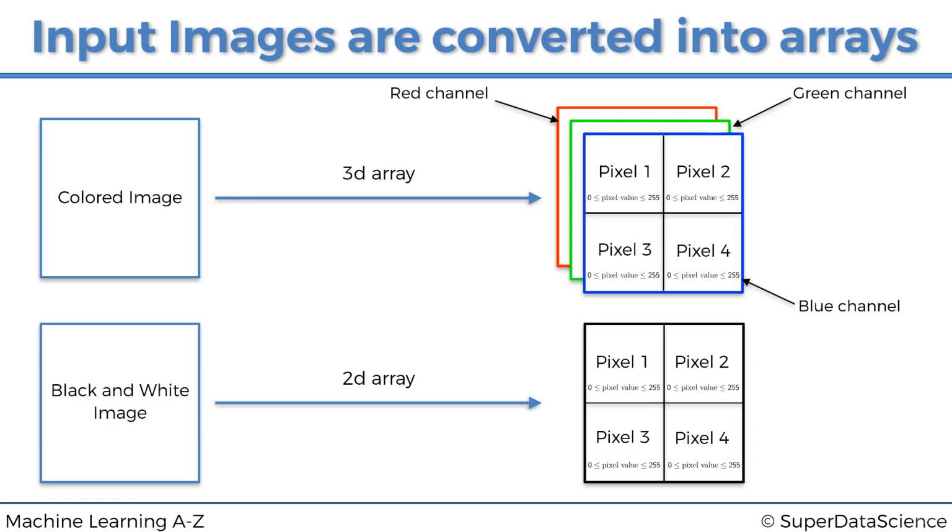So here, since we are working with colored images, our images will be converted into 3D arrays during the image preprocessing part. And what is this 3D array basically? Well, it is composed of 3 channels, each channel corresponding to one color, blue, green, or red. And each channel corresponds to one 2D array that contains the pixels of our images.